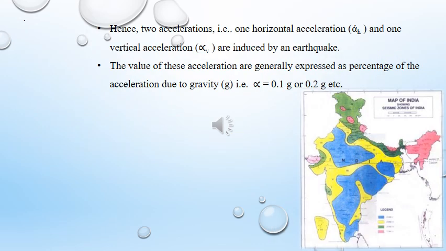So, here are the two accelerations due to the earthquake, in the horizontal direction and the vertical direction. These are taken as alpha h and alpha v. The value of these will depend upon the place where the zone is located. The value of alpha h or alpha v is taken as a fraction of gravity, such as 0.1 g or 0.2 g. So this value varies from 0.1 to 0.2 times g.